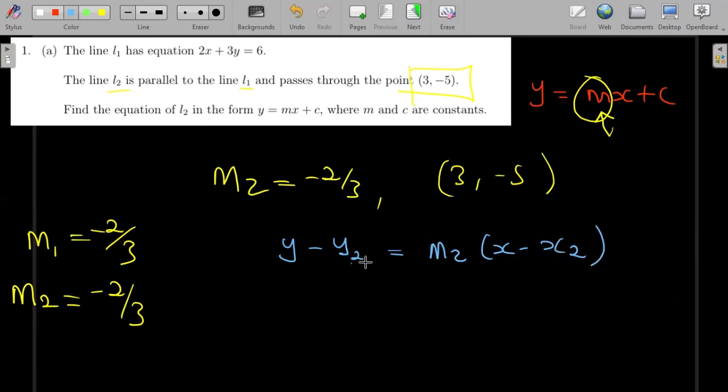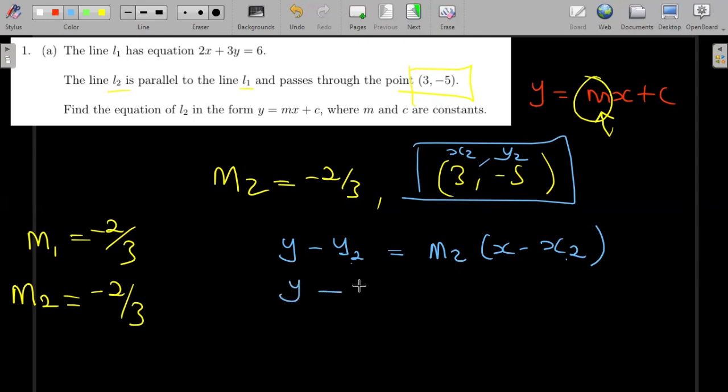So this y2 and x2 come from this point here. Okay, so this one here will be our x2, then comma, this one will be our y2. So we're going to say y minus the y2, which is minus 5, is equal to our m2, which is just minus 2 over 3, times x minus what is our x2? Our x2 is 3, like that.